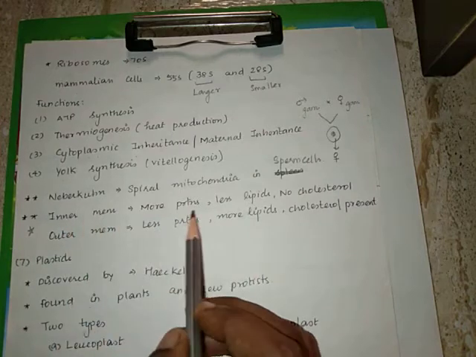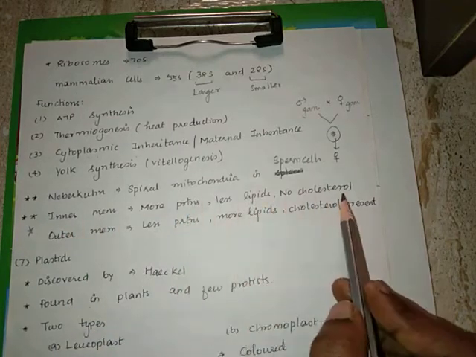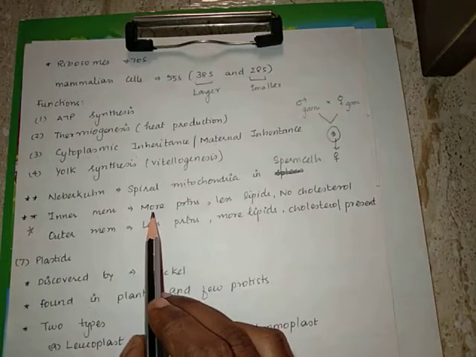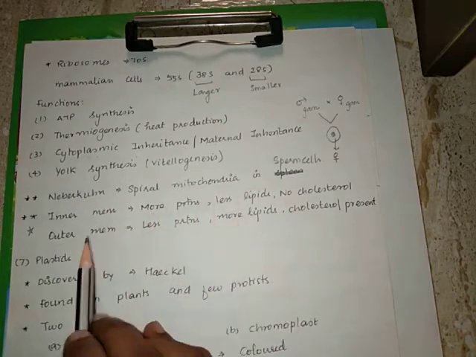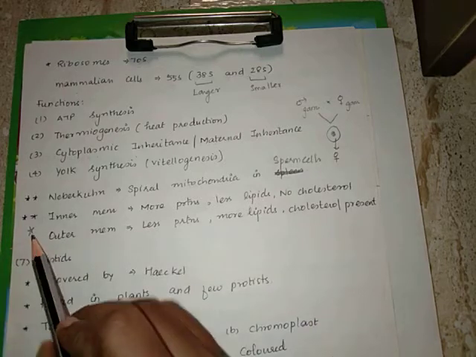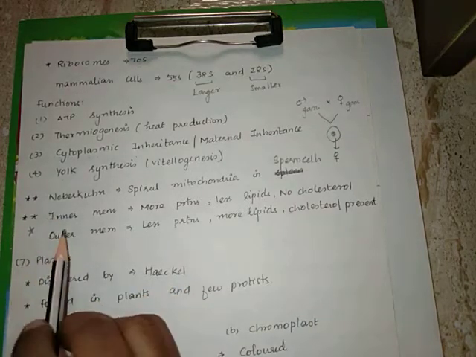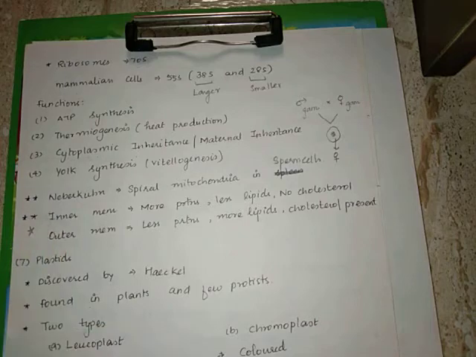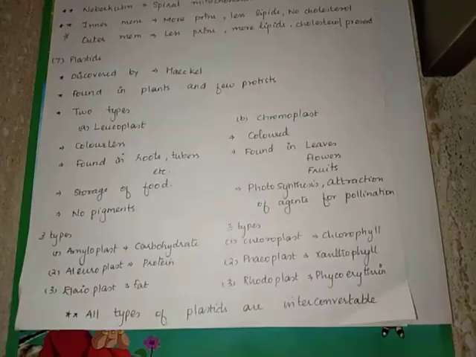In the inner membrane of the mitochondria, they have proteins and lipids, and they do not have cholesterol. More proteins and fewer lipids. The outer membrane has fewer proteins and more lipids, and they have cholesterol also. This is a special character, remember this well, because you would often get questions on these characteristics of mitochondria.